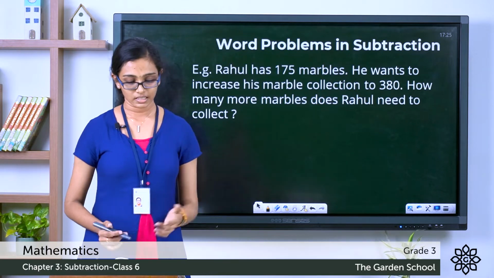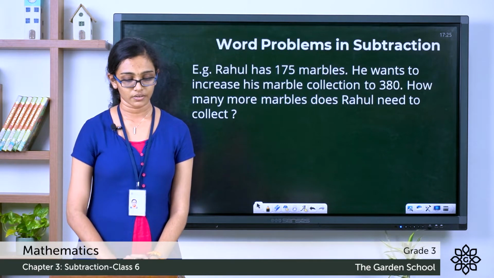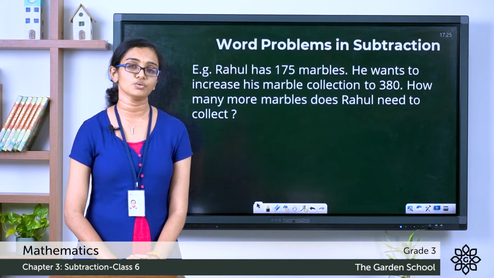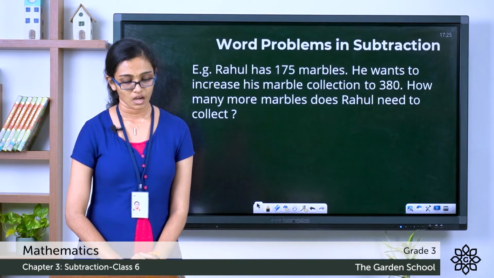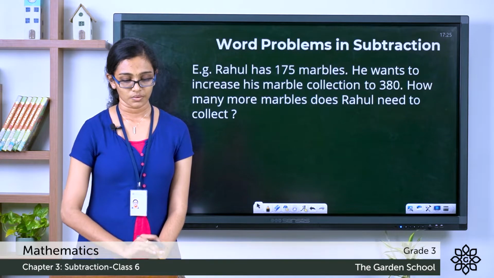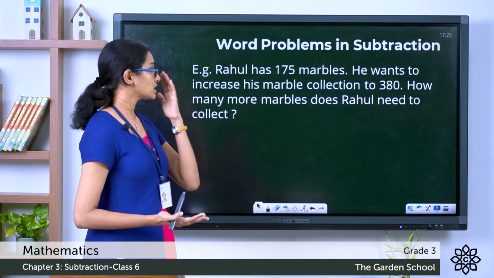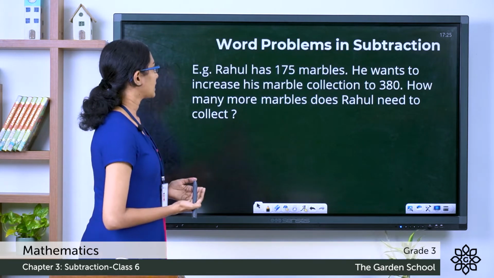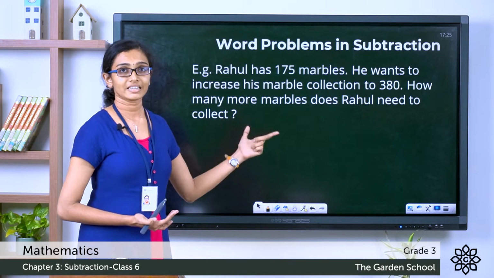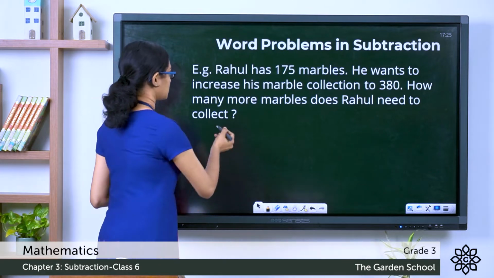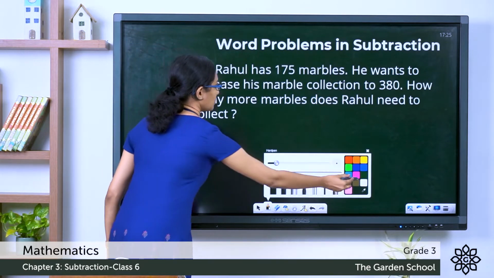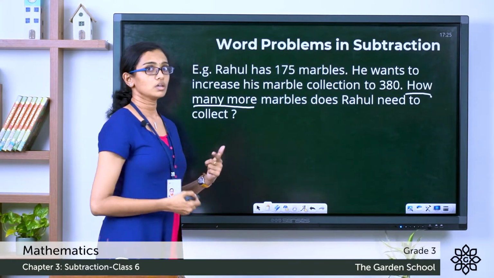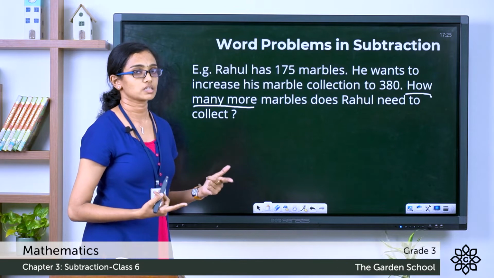Please go to the question. Rahul has 175 marbles. He wants to increase his marble collection to 380. How many more marbles does Rahul need to collect? So what is given in the question? First, we have read the question thoroughly. Then we have to identify the keywords. See, in the question it's mentioned how many more. And we know when you see how many more, it's something related to subtraction, right?